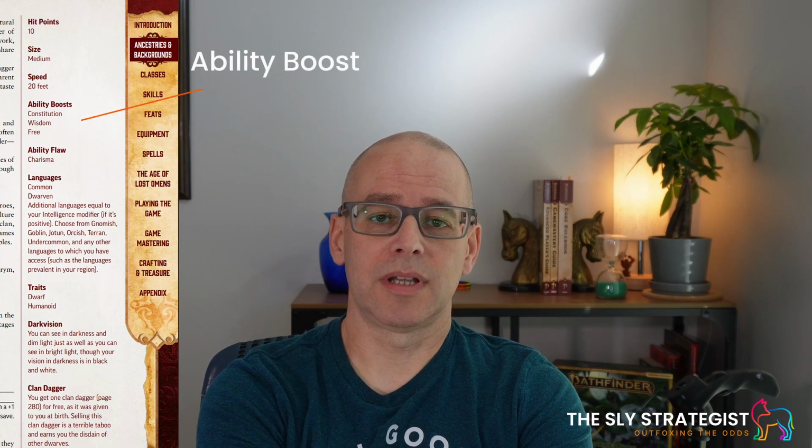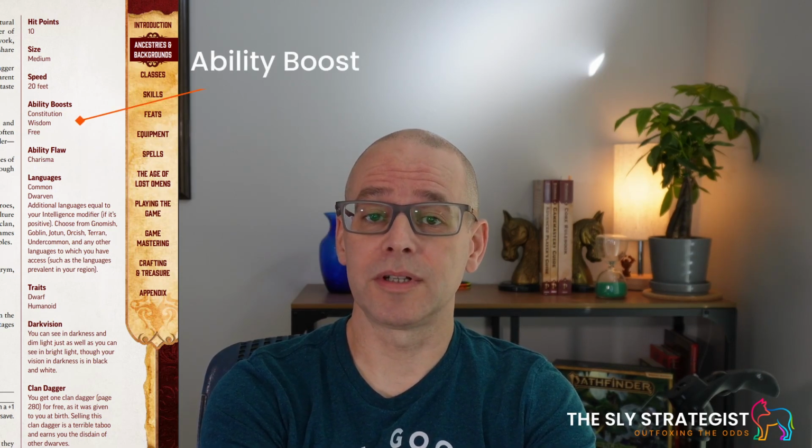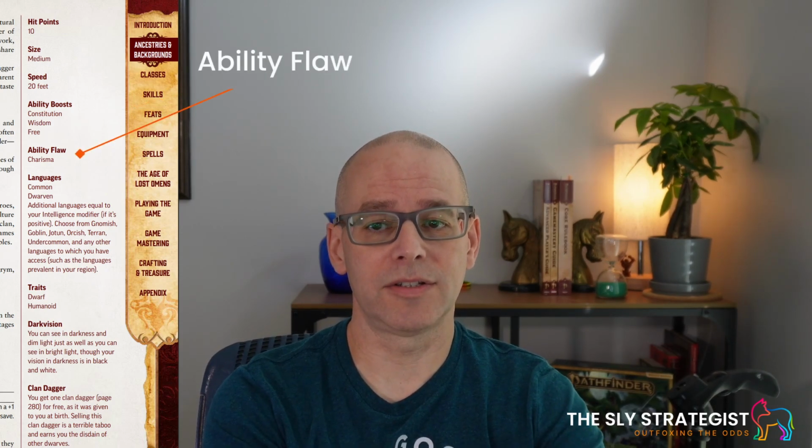So if you are a dwarf, we'll start with that. A dwarf is going to get 2 ability boosts. They're going to get a +2 to their constitution, and they're also going to get a +2 to their wisdom. Now, the ability flaw they're going to get is a -2 to their charisma. A human would only get 2 ability boosts, and they would not have that flaw.